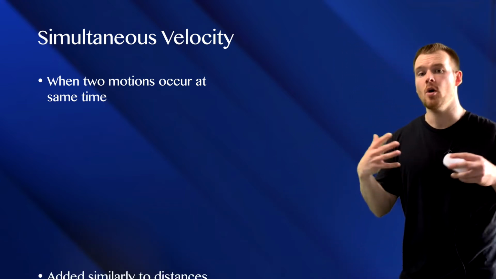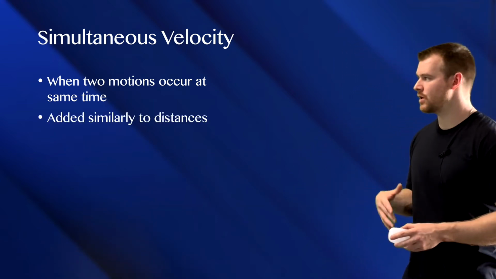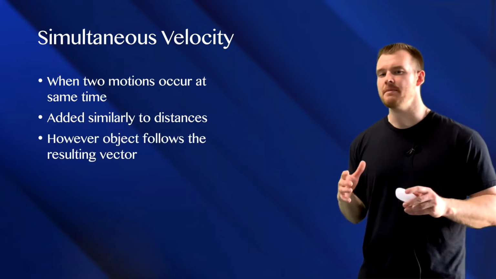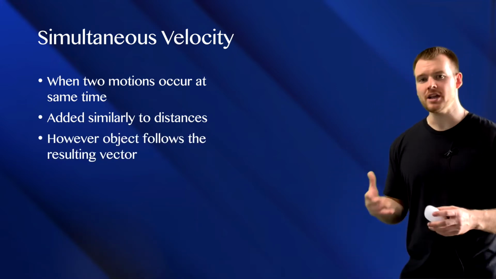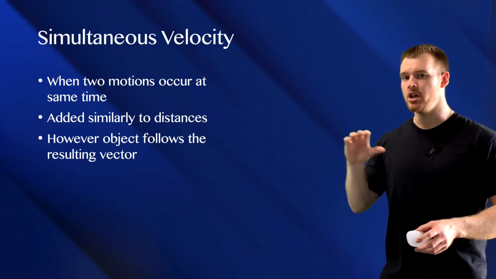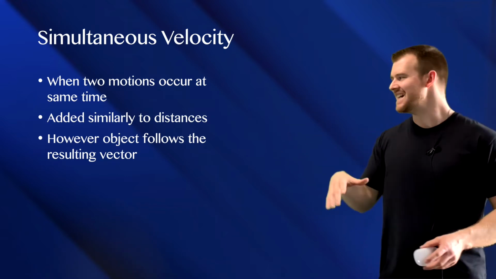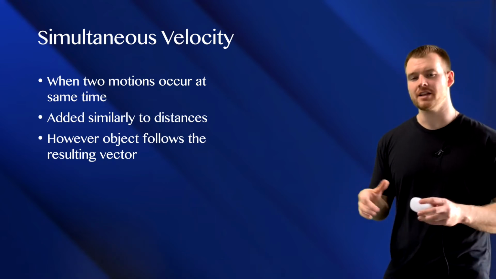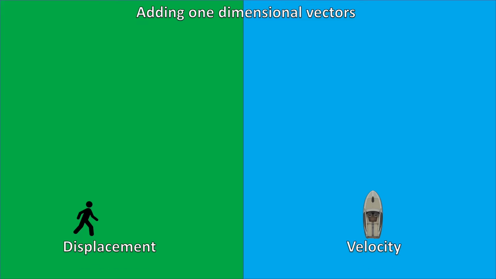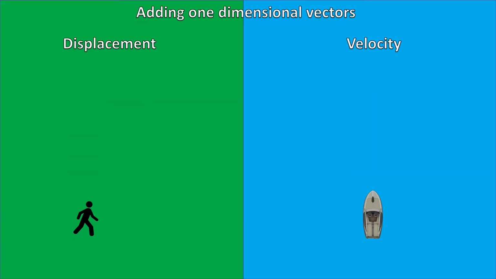How we're going to figure out the overall motion is very similar to when we were adding different distances and looking at vector arrows. The main difference is that when we're looking at velocity, the object is going to follow the resulting vector, not the individual components. It's hard to make sense of with words, so let's take a look at some examples to see the difference. Okay, so here we're going to use two similar examples. On the left, I'm going to use displacement, and on the right, we're going to talk about velocity.